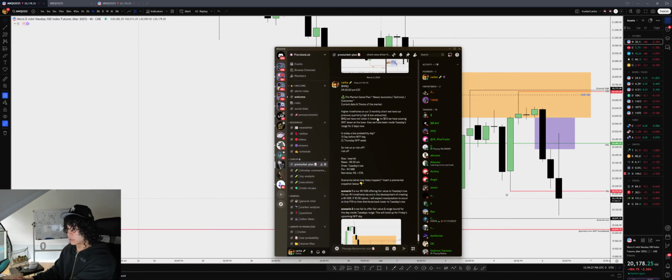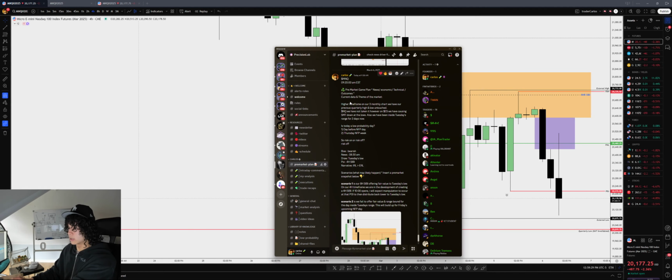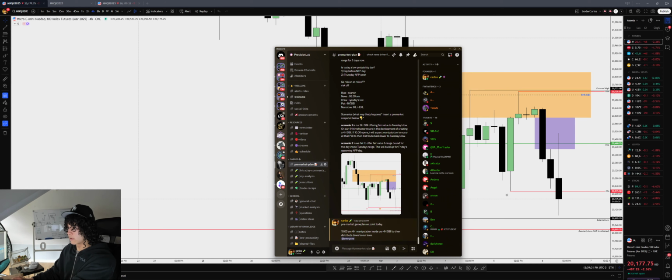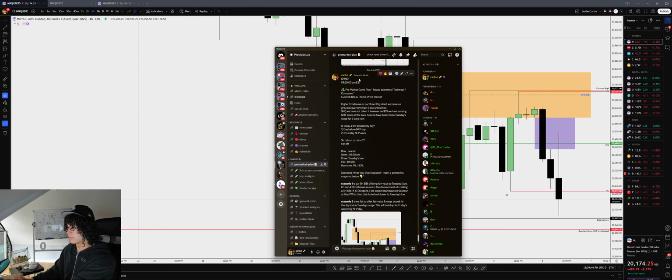All right, so pretty much today was risk off for me. I didn't really want to risk a lot today, but basically you can see we're bearish. News was 8:30. Draw was Tuesday's low, 4-hour SIBI, and internal external. So I sent this plan out at 9:38 a.m.